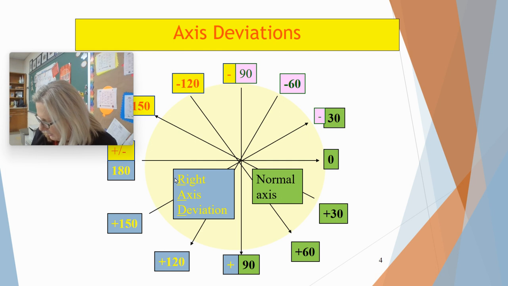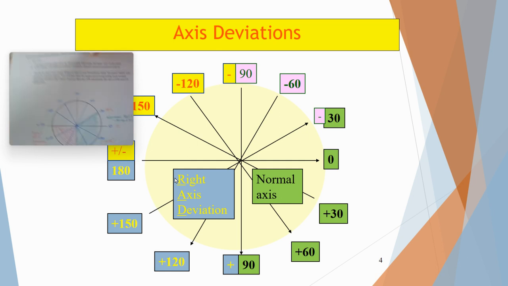And that is positive 90 to plus or minus 180. So this is what my wheel looks like now. This is for your notes. Again, I use pretty colors. You do not have to. If you don't have them, it's okay.